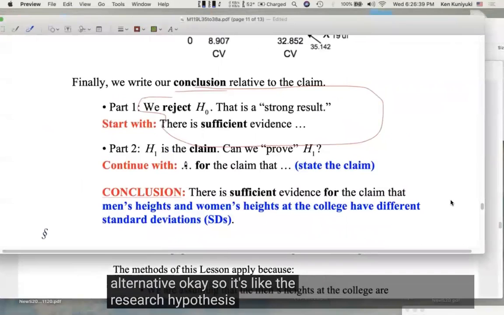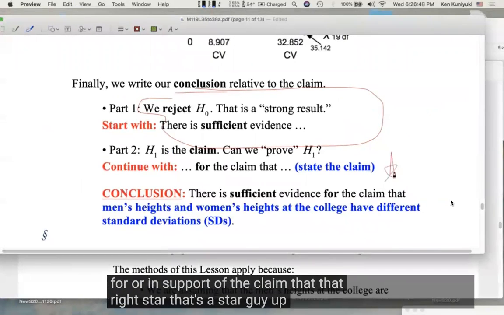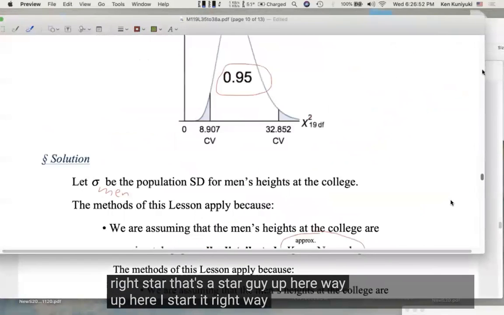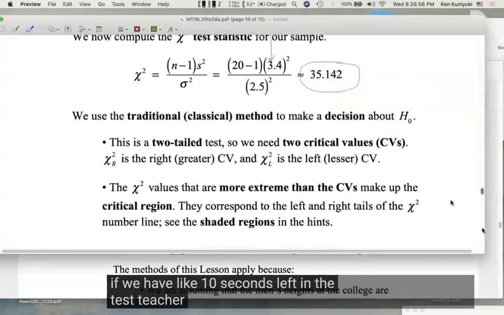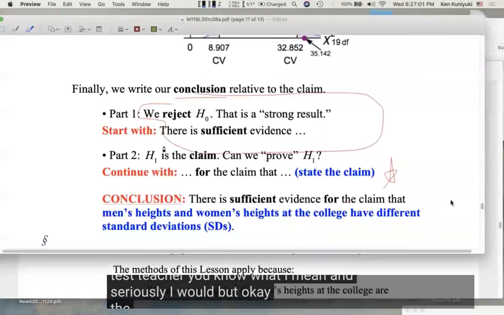Okay, so it's like the research hypothesis again. Can we prove the alternative? We're weighing evidence for or in support of the claim, right? The alternative is the claim.